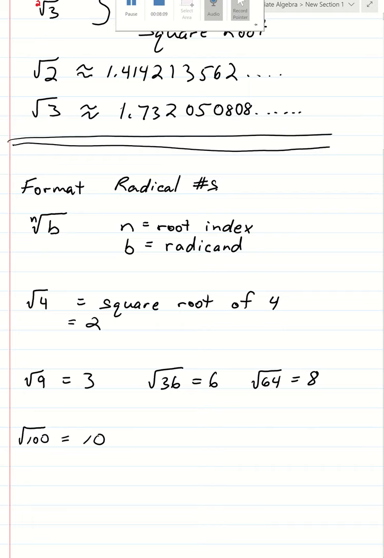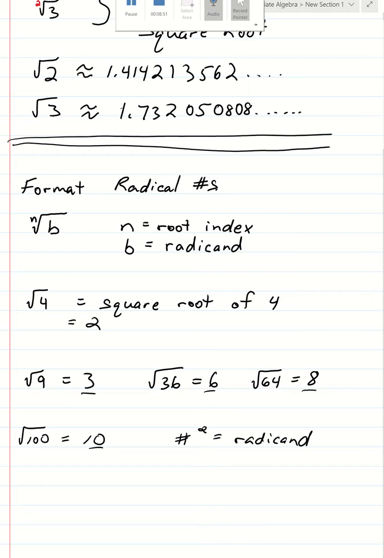Now, what is it that we are figuring out? How are we getting the 3, the 6, the 8, and the 10? What is it exactly that your calculator is figuring out? The calculator is figuring out the number that you would have to square in order to get the radicand. That's what the calculator is figuring out. So what number would I have to square to get 9? Of course, the answer is 3, because 3 to the second power, 3 squared, is 9. What would I have to square to get the radicand 36? I'd have to square a 6, okay?